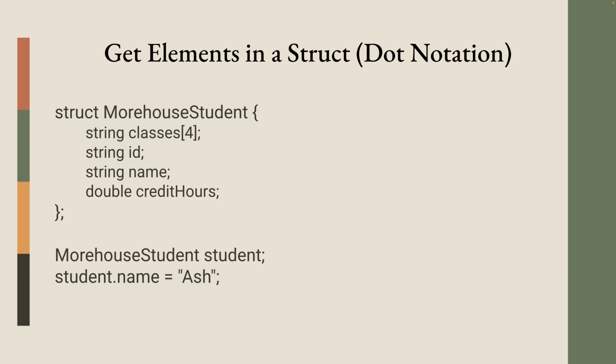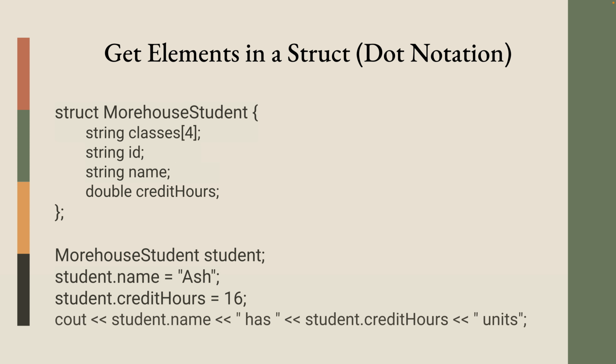Yep. If we wanted to do student.credit hours equals 16, what's going to change in our struct memory? Credit hours is at least 16. Yep, we put a 16 in here. Then if we want to see this output statement, what is going to be printed? Ash has 16 credit. Yeah, student.name is going to be Ash, has, this is 16, so Ash has 16 units. Any questions here?